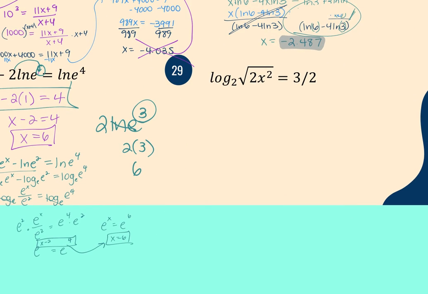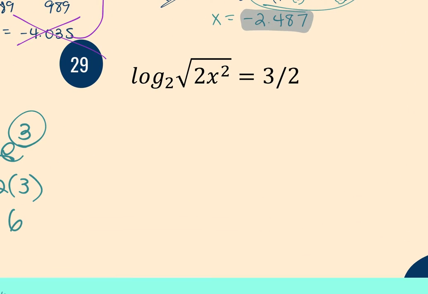Okay, this is the last one, right? Yeah. Okay, what are we gonna do here? Did we do this one yesterday? Yeah? What would you do? Because there's more than one way to do this. 2 could pick up the 3 over 2. And it drops off, leaving square root of 2x squared. Now what?